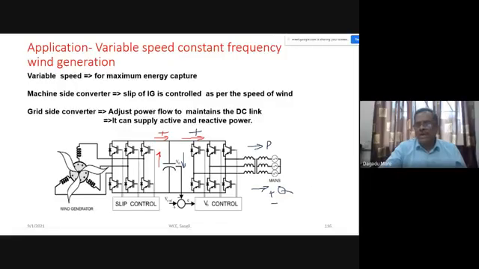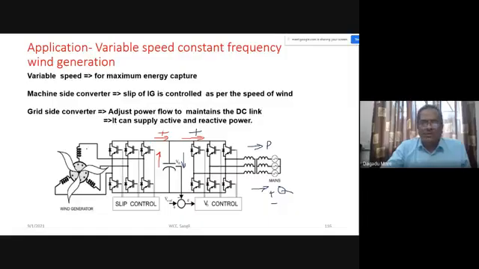So both P and Q are possible with the help of control. It is possible that we can give reactive power to the grid, or we can extract, absorb the reactive power. So both things are possible. That is the benefit of this particular PWM inverter whenever connected to the grid.